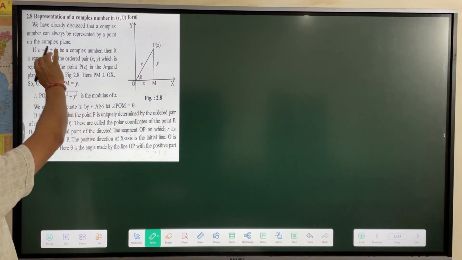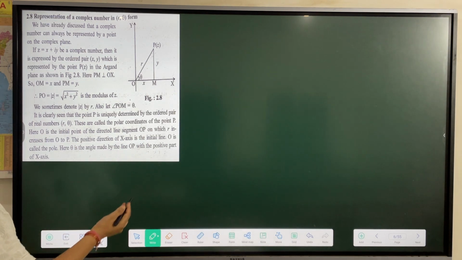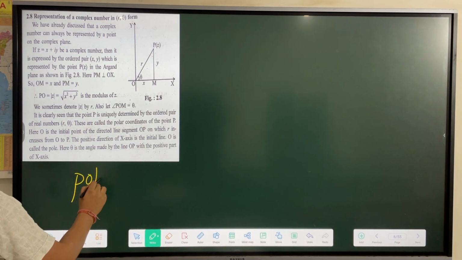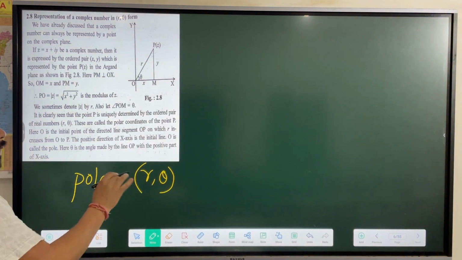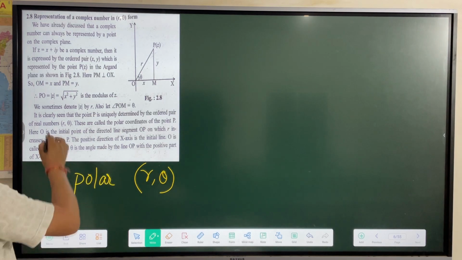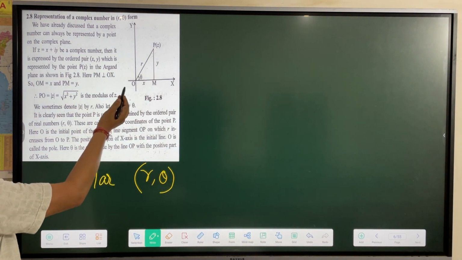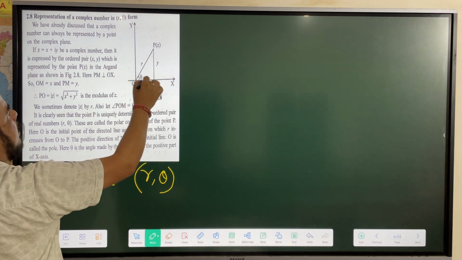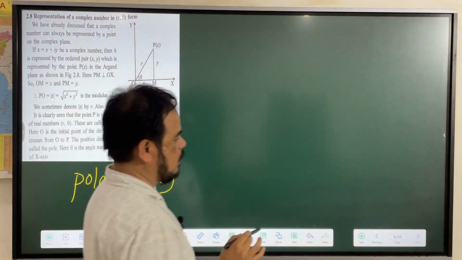No need to read again. Representation of a complex number in r theta form is called polar form, or r comma theta form, meaning in the complex number r is present, theta is present. That is why it is called polar form. So modulus of z is square root of x square plus y square, which we already got. POM theta. That is what is written here. There is nothing else.